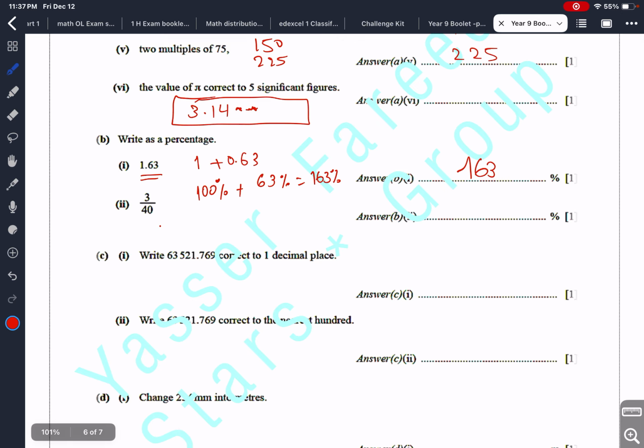3 over 40. If you look here, 40 is not a multiple of 100 or a factor of 100 or 1000. But in order to change any fraction into a percentage, you need to have 100 in the denominator. So imagine that you have 100 in the denominator. What are you supposed to do to make it 100 in order to have it as a percentage?